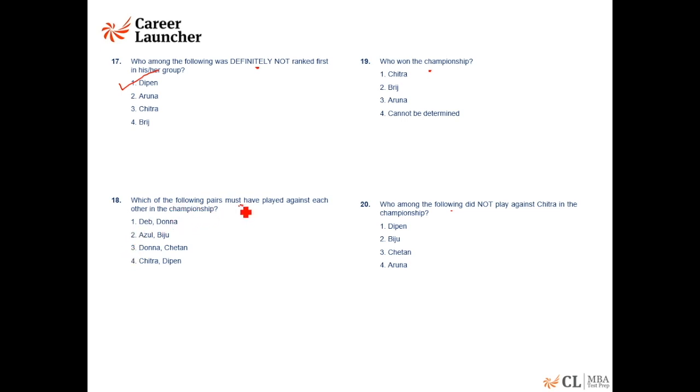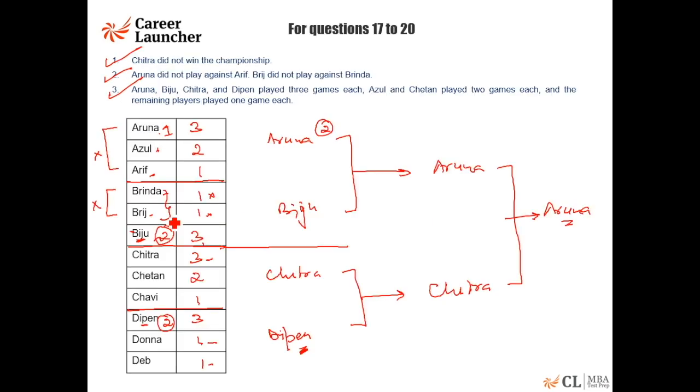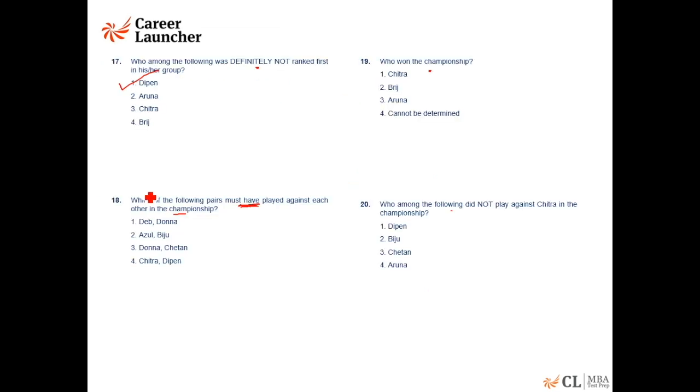Which of the following players must have played against each other in the championship? Who must have definitely played? Deb and Donna. Deb and Donna, if they had played with each other, what does that mean? One of them would have won and would have gone to play the next match, or would have played 2 matches. So if Deb and Donna both have played 1 match each, that means neither of them have played against each other. So this cannot be the answer.